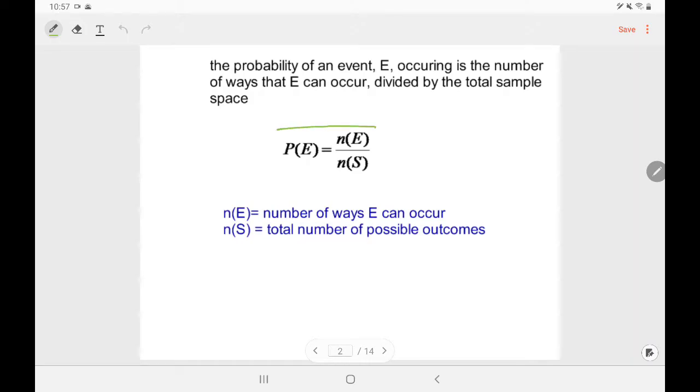Now, what is the probability of any event? It's based on that same formula. The number on top of my fraction is represented by the number of ways an event E can occur, and the denominator is denoted by the number of total possible outcomes. So for example, if I wanted to know the probability that a day of the week starts with an S, well, how many ways could that happen? Saturday and Sunday are the 2 days of the week that start with an S out of 7 possible days. So the probability of that occurring would be 2/7.